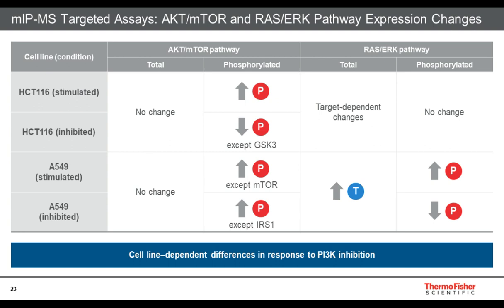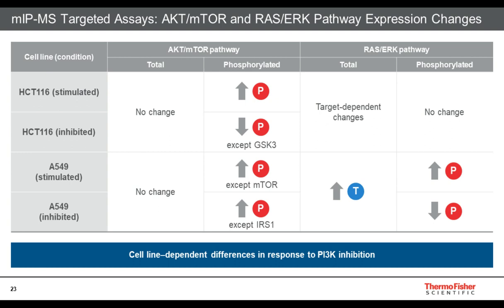So just to summarize this 2 cancer cell line stimulation and inhibition study, this is how the protein expression changes for the AKT mTOR pathway targets and the RAS ERK pathway targets in the 2 cancer cell lines with and without drug treatment. We didn't see that many changes in the total AKT mTOR pathway targets in both cell lines, regardless of whether you stimulate, or inhibit and then stimulate.